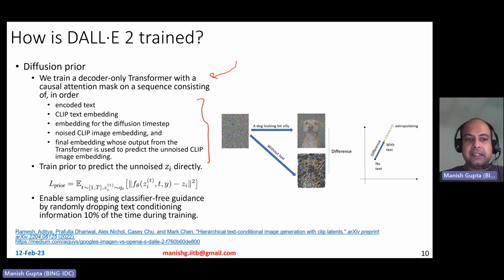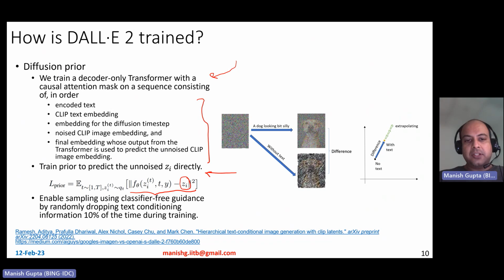So in fact, rather than trying to reduce the error between the predicted noise, in this particular case the authors attempted to train the prior directly to predict the unnoised Zi, the image, rather than just the noise part. Therefore, you see that a mean squared error objective is being used. However, the objective is calculated directly on the noised and the unnoised version of the images.